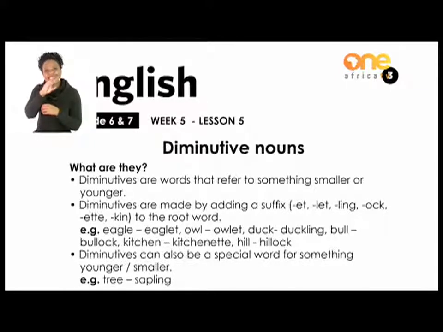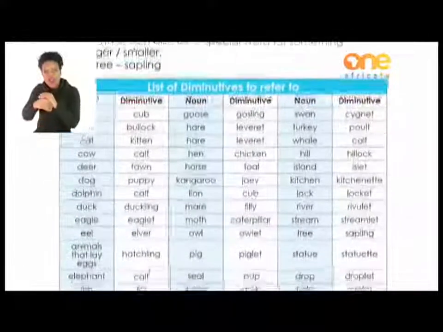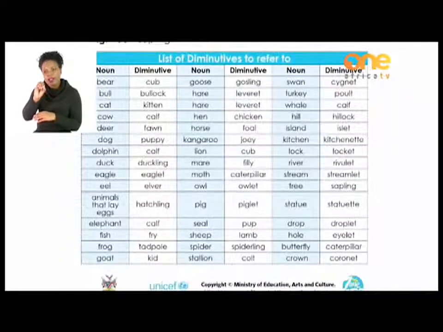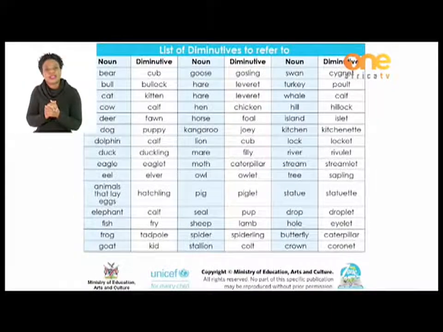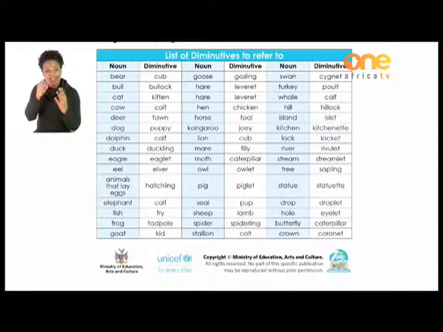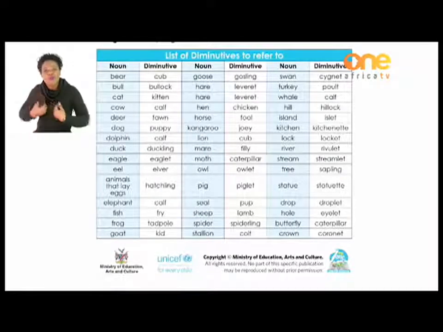Diminutives can also be a special word for something younger or smaller. E.g., tree, we call it a sapling. A small tree is called a sapling. Right, let's proceed. Below there on the same page, we have a list of diminutives to refer to. We want to use this as our dictionary as we do our activities. Each time we will be turning to page 3 and look for the answers. There are quite a number of nouns and their diminutives. For instance, there's bear, cub, goose, gooseling, and then we also have the last ones, which is goat, kid, stallion, colt, crown, coronet, etc. Let's turn to page 4.